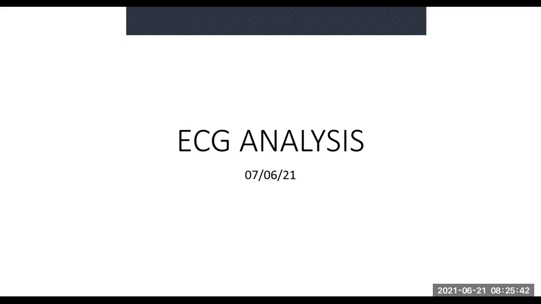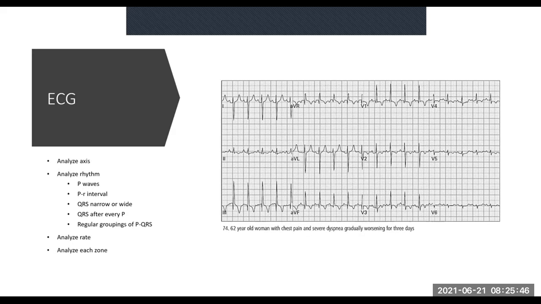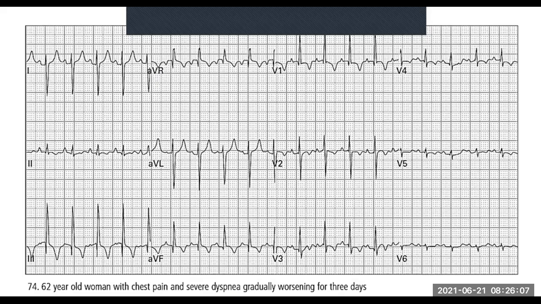All right, so let's get going. So this is the ECG that we have. We have a 60-year-old woman with chest pain and severe dyspnea, gradually worsening for 3 days. And as usual, we'll analyze the axis, the rhythm, the rate, and then we'll analyze each zone. You are welcome to jump in at any point and mention things that you would see. But let's go to the actual ECG.